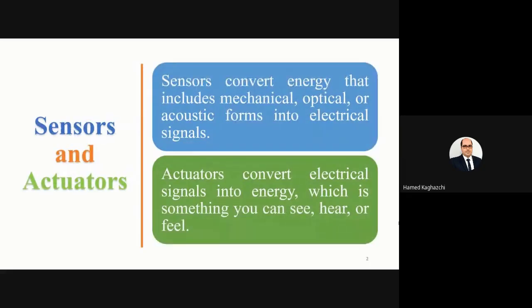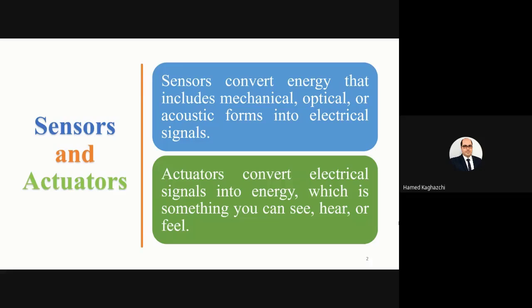Now, before starting to talk about the different types of sensors and actuators, let's define them. What is a sensor? In fact, a sensor is a device that can convert different forms of energy into electrical signals. This is the meaning of sensors: convert energies into electrical signals.